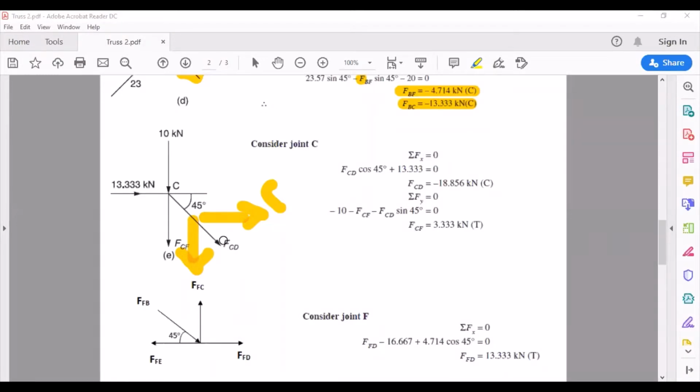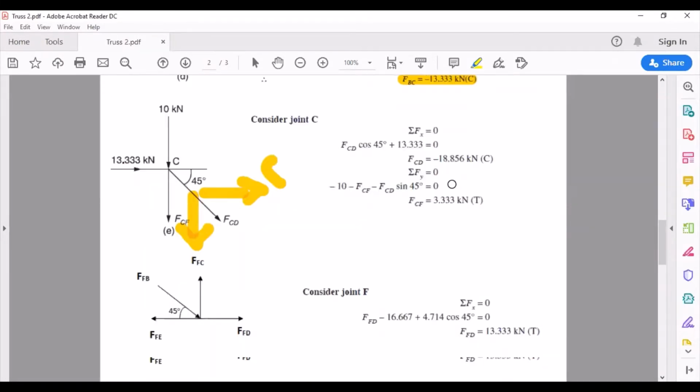It has to be reversed and made to act towards C. Okay, fine, later we can do it. Now sigma Fy, vertical. How many vertical forces are there? 1, 2, and 3. So 3 vertical forces, all acting downwards. You can see that 10 is acting downwards.